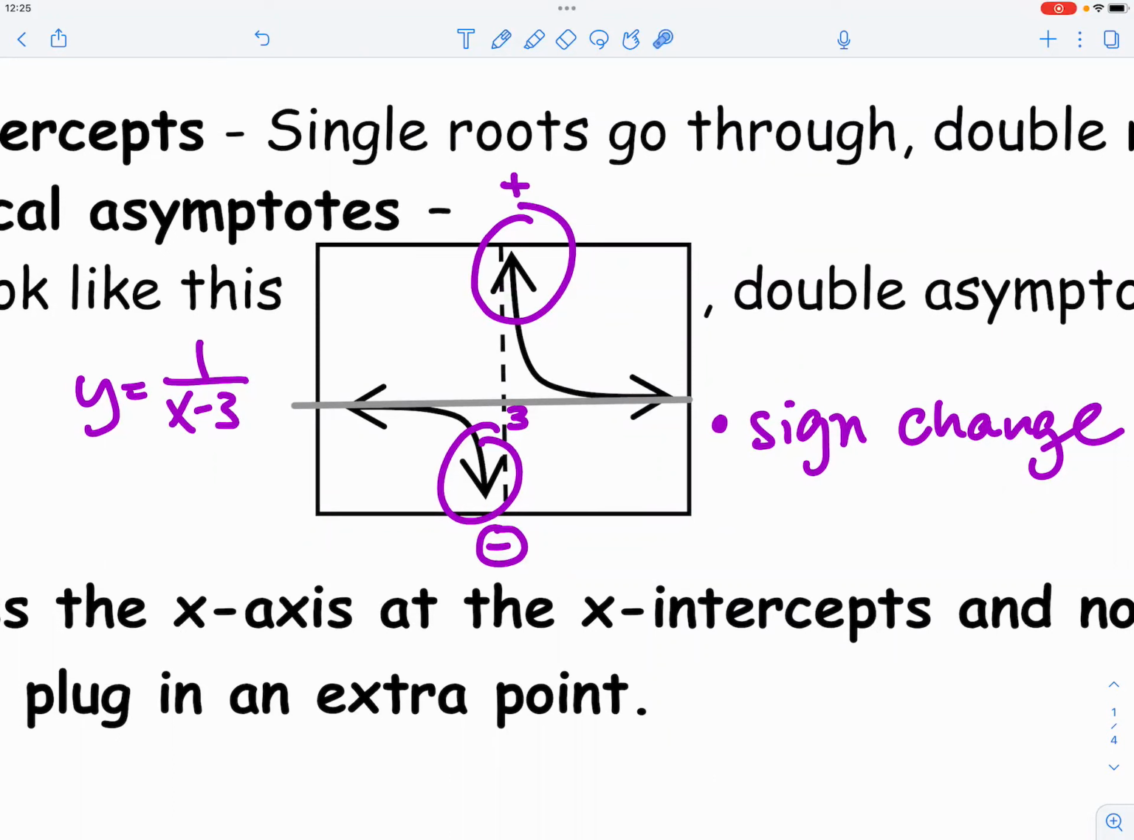Here's the explanation why there's a sign change and how they go in opposite directions. Consider an x value to the right-hand side of 3, slightly bigger than 3, like 4 maybe. What is 4 minus 3? Positive 1. 1 over 1 is 1, so it's positive. But if you consider a number to the left, smaller than 3, say 2, 2 minus 3 is negative 1. 1 over negative 1 would be negative.